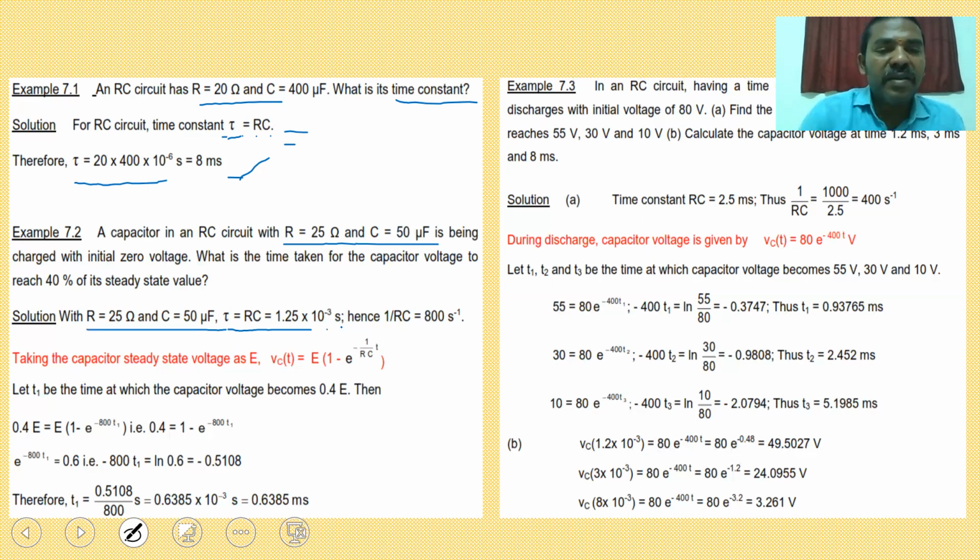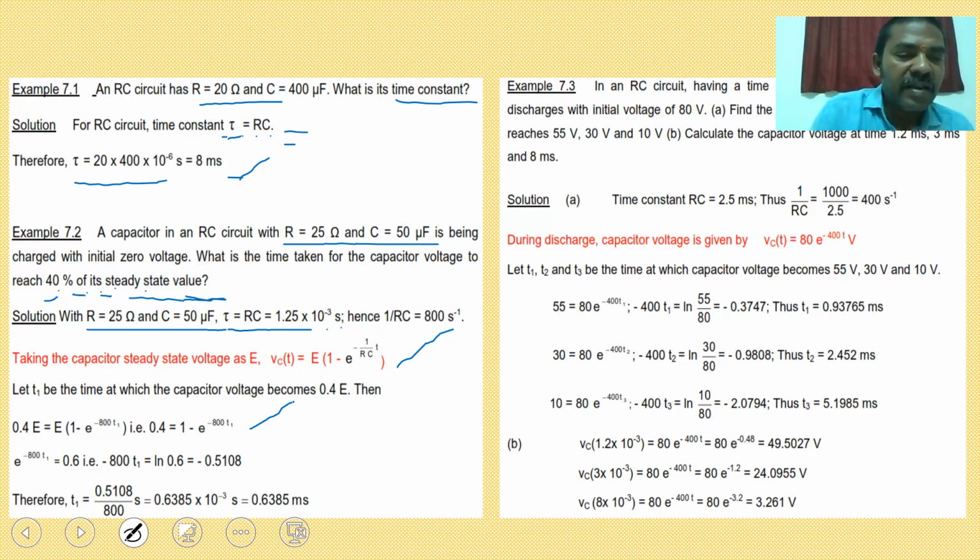Then what is the voltage drop across the capacitor? Vc of t is equal to V into 1 minus e power minus t by tau. So you are substituting the voltage: 40% of the steady state value you have to take. So 40% means 0.4 E is equal to E into 1 minus e power minus 800 t. So 0.4 is equal to 1 minus e power minus 800 t.